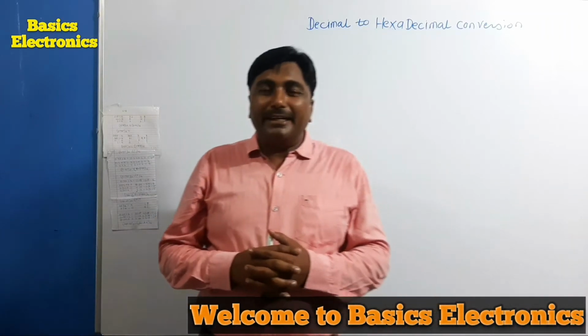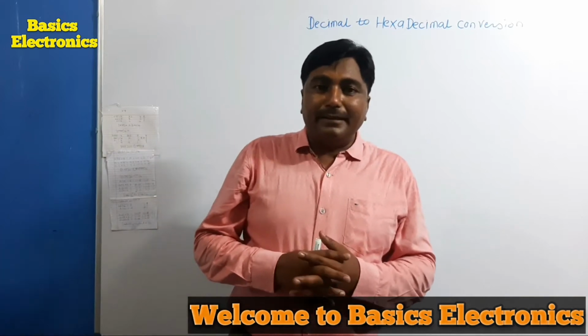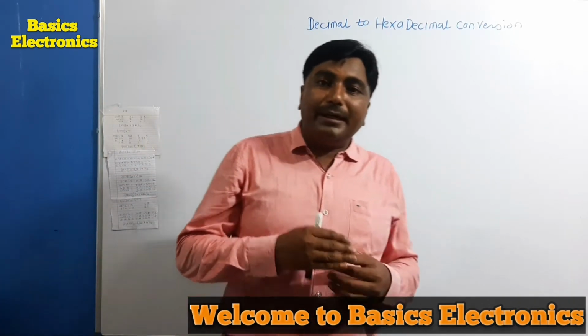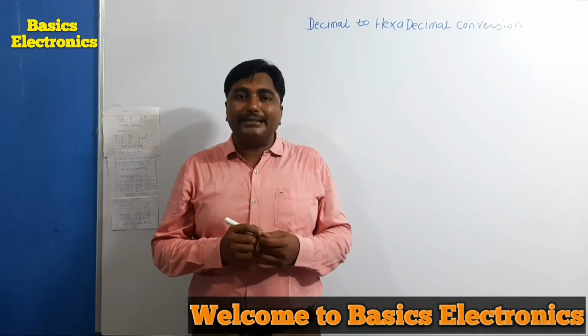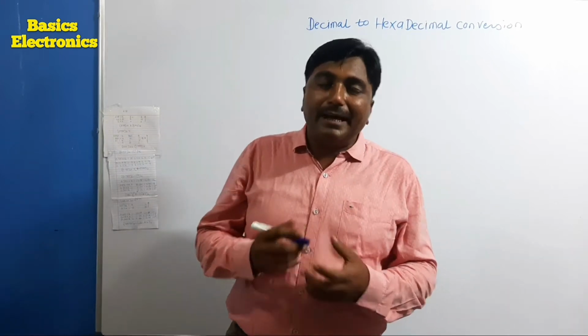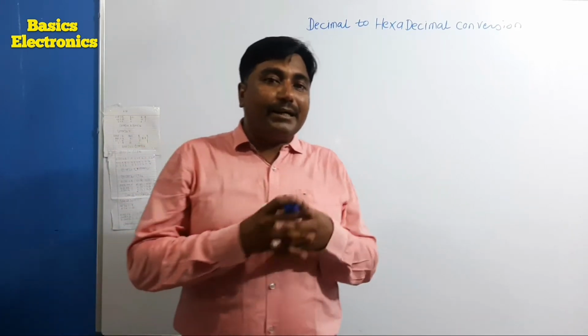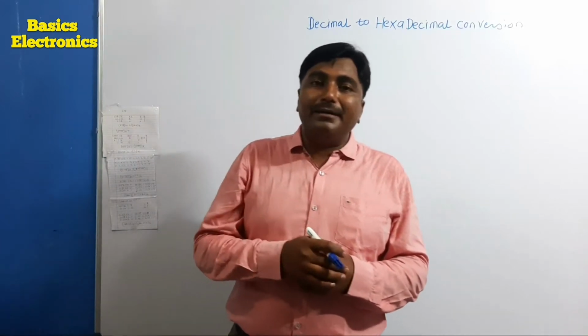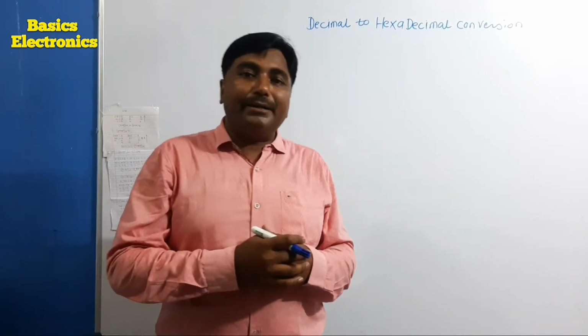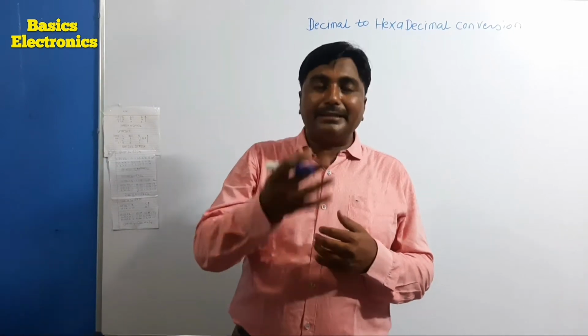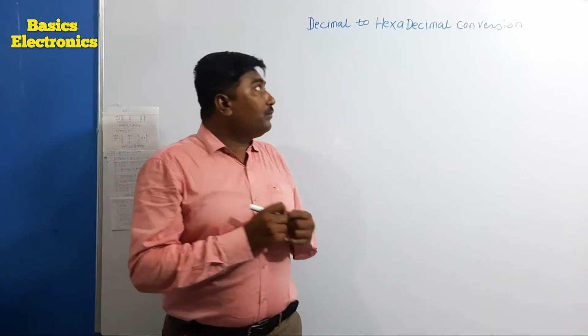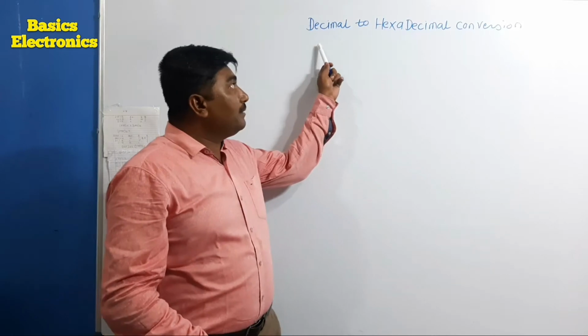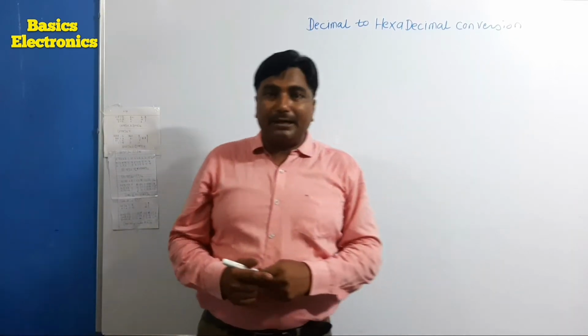Last time we had seen how we can convert the binary number into the hexadecimal and hexadecimal into the binary. Now it's done how we can convert the hexadecimal number into the decimal one and the decimal number into the hexadecimal. Okay. So first of all we see the decimal to hexadecimal conversion.